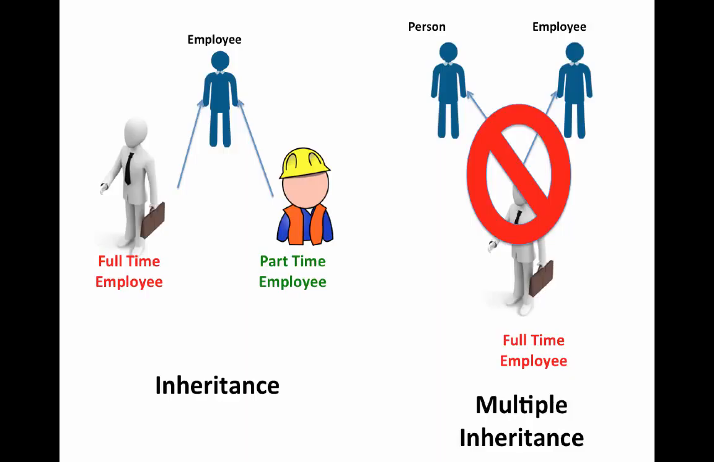We can only do single inheritance. That means a derived class can be derived from only one base class. It cannot have more than one base class. So how about if we want more than one base for one class? We have a concept called interface, which we will see soon. Thank you.